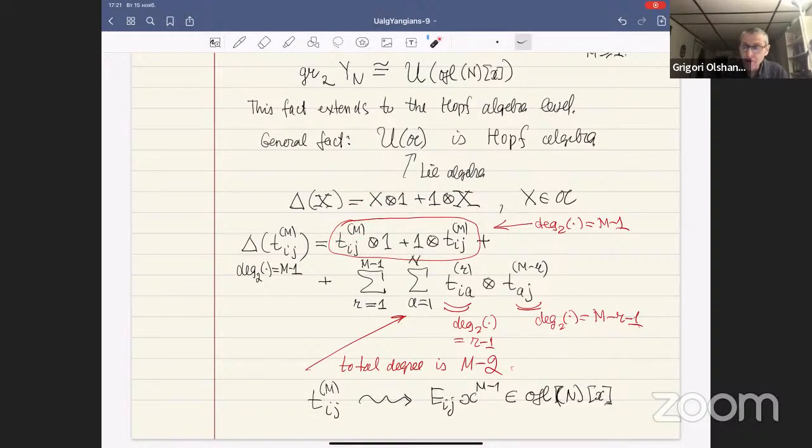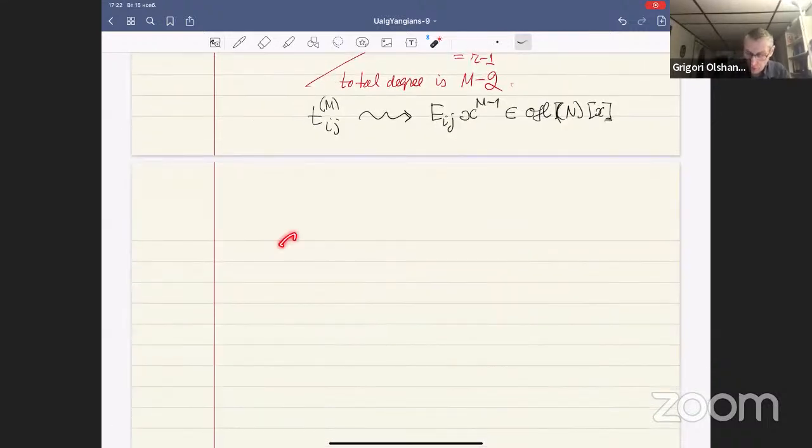And likewise for the antipode. Again, the same little argument shows that modulo some low degree terms, the antipode is the usual antipode of the universal enveloping algebra, which is very simple. The universal enveloping algebra antipode is x goes to minus x. And that's all.